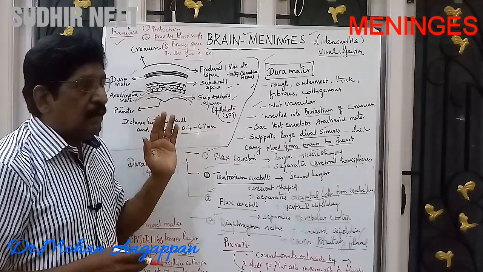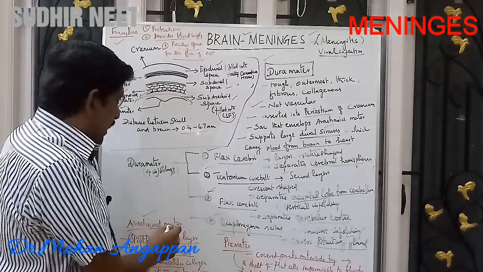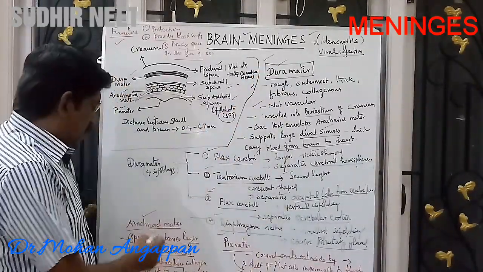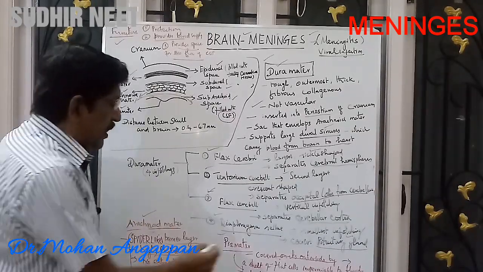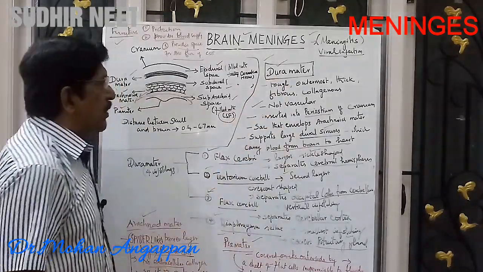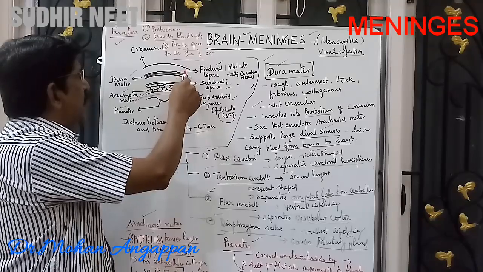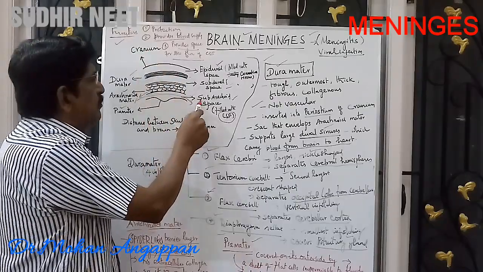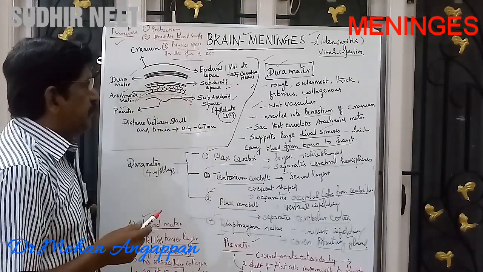To summarize, outer layer DURAMATER, the outer tough layer; middle layer arachnoid matter, the web-like, spider-like layer; inner PIAMATER, soft layer, mostly vascular. DURAMATER is not vascular. And then the spaces: epidural space between the skull, cranium, and DURAMATER; subdural space between DURAMATER and arachnoid membrane; subarachnoid space in between arachnoid matter and PIAMATER.